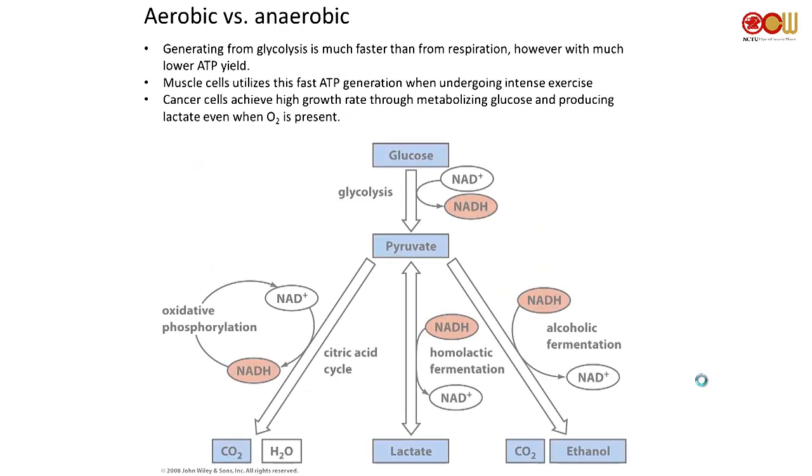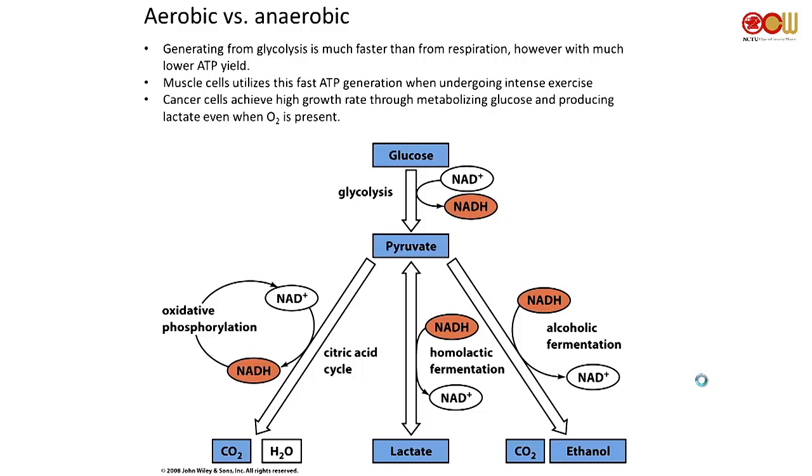Okay, so when we talk about fermentation, obviously you should be thinking in terms of aerobic versus anaerobic. So aerobic is like aerobic exercise. That means that you're in the process of having a lot of oxygen. Aerobic is something with oxygen. Anaerobic is an environment where you don't have oxygen. Now it says here that generating ATP from glycolysis is much faster than from respiration. However, with a much lower ATP yield.